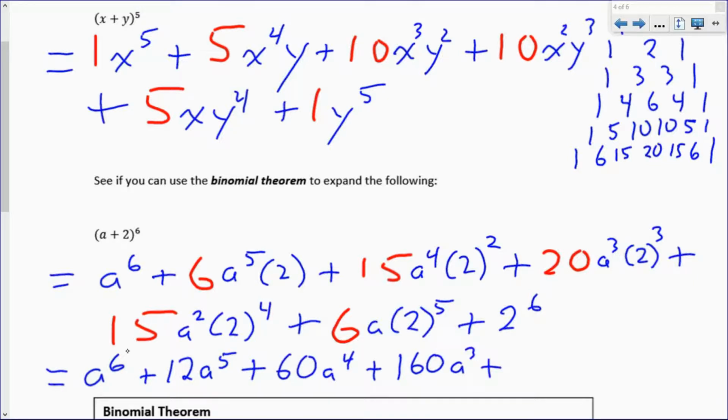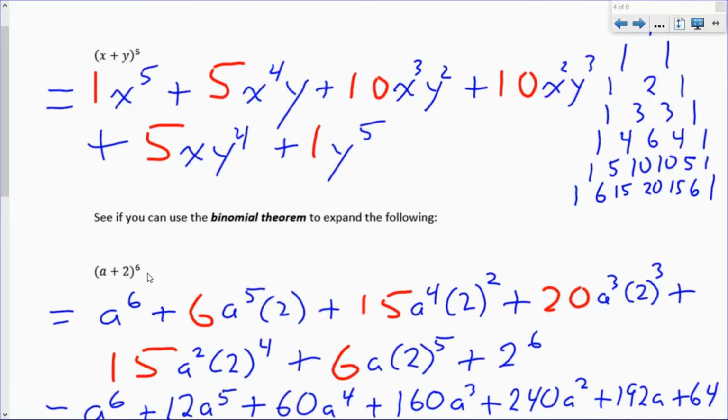Okay, looking over here, I've got 2 to the power of 4 is 16. And 16 times 15 is 240a squared. Then finally, 2 to the power of 5 is 32. 32 times 6 is 192. And 2 to the power of 6 is 64. So there's the final answer in simplified form.